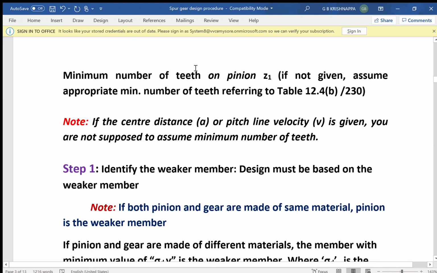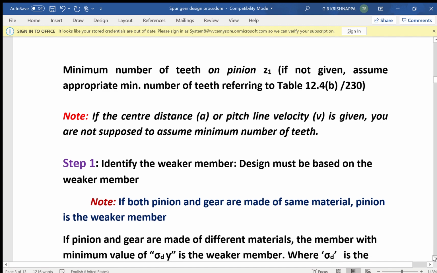Minimum number of teeth on pinion Z1. If not given, assume appropriate minimum number of teeth by referring to table 12.4b in page 230. Let us see that.